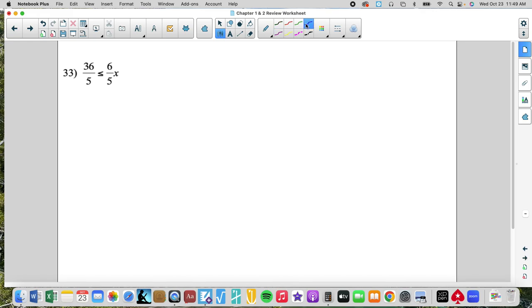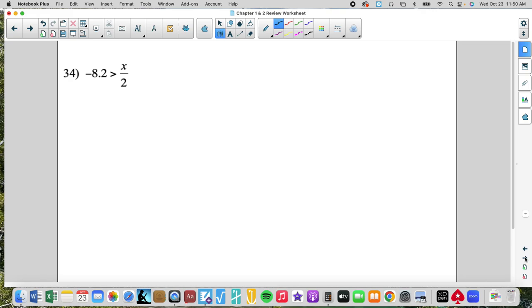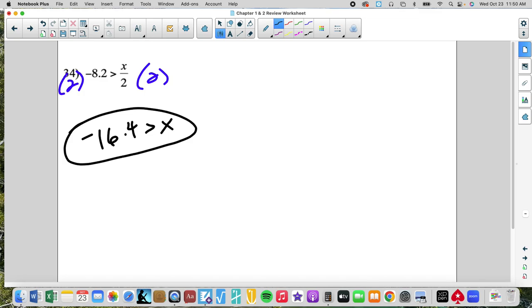Okay, let's multiply both sides by the reciprocal, 5/6. The 5 in the numerator cancels the 5 in the denominator. 6 in the denominator cancels 36 in the numerator. We get 6. We multiply both sides by a positive, so I don't have to flip the inequality. I'm going to multiply both sides by positive 2. And that gives me negative 16.4.